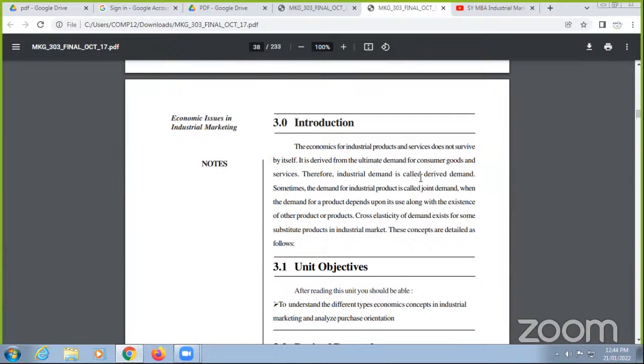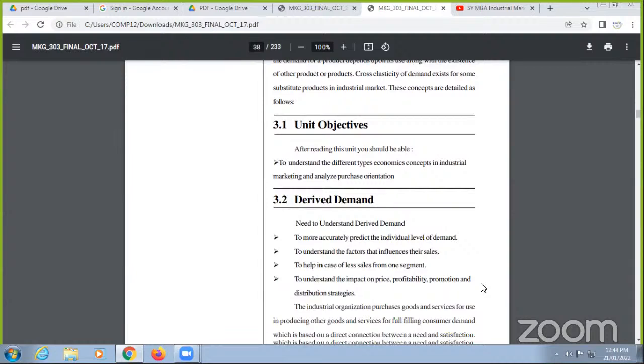Sometimes the demand for an industrial product is called joint demand, when the demand for a product depends upon its use along with the use of other products. In this unit, the main objective is to understand the different types of economic concepts in industrial marketing, enhancing purchase orientations.